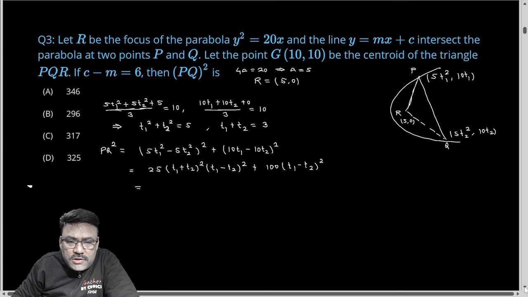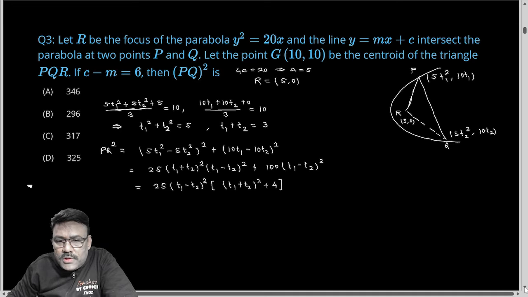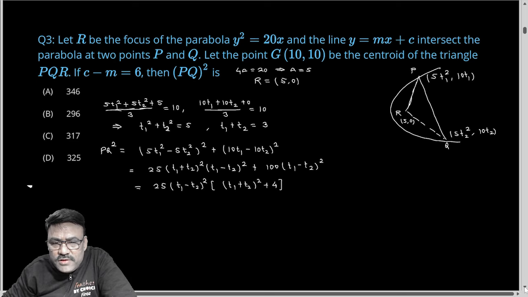So now you can see that 25 times t1 minus t2 whole square can be taken common. So you are getting t1 plus t2 whole square here plus 4 here. Now, in fact, t1 plus t2 is already known. So I need this t1 minus t2 only.